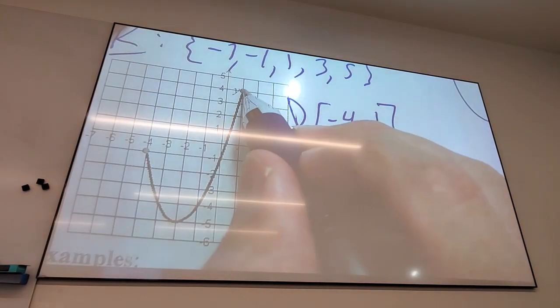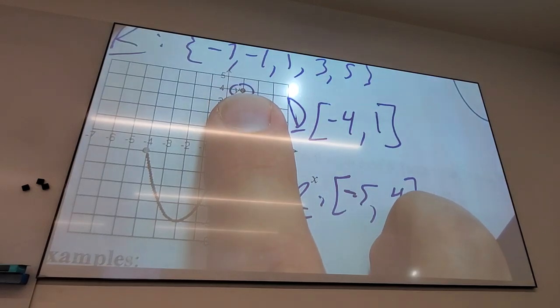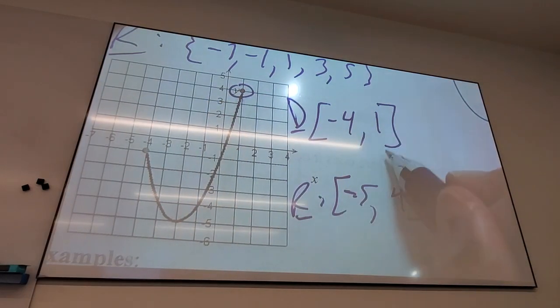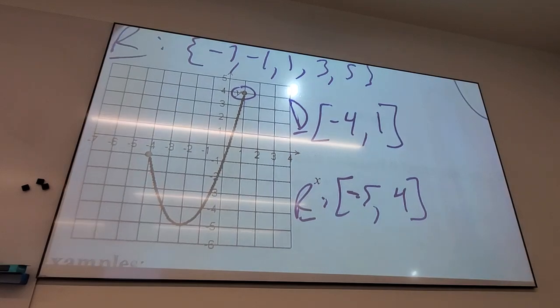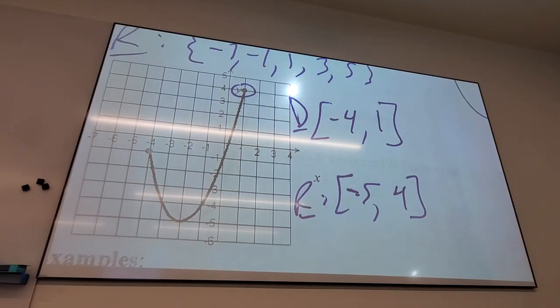So if this had been an open circle right there, I would have put a parenthesis here, and I would have put a parenthesis here, because that's not an input that's used, and it's not an output I attain. Could it also mean that an open circle means infinity, right? No. An open circle just means there's no output there. That input does not have an output there. That's all it means. Infinity would actually be like an asymptote. You just go up forever.